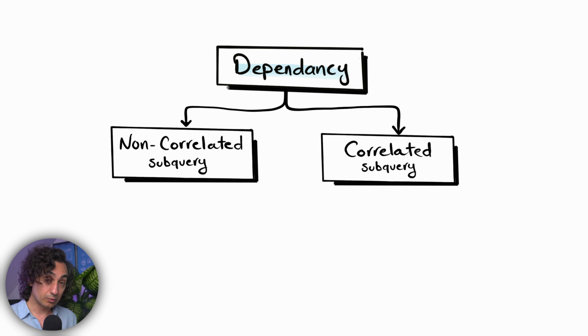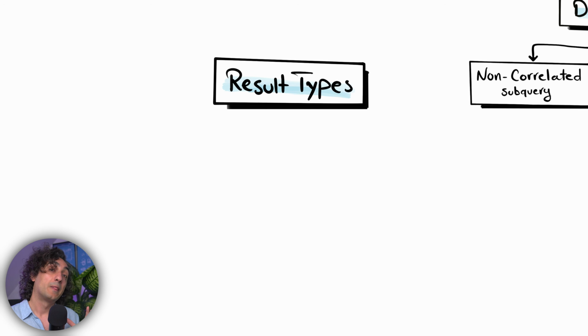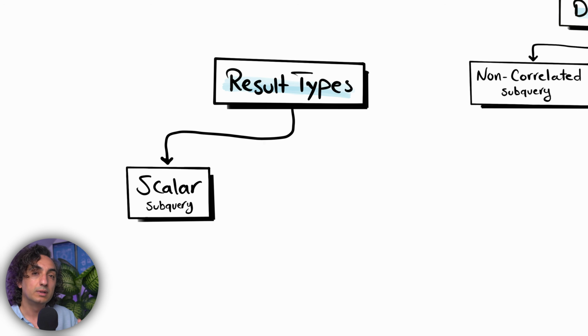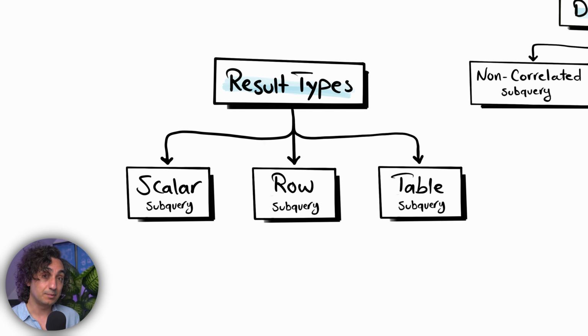Now there is another group, on how to group the subqueries depending on the result type. I mean that the subquery has different outputs and results. For example, we have the scalar subquery. It returns only one single value. Another type is called the row subquery. It's going to return multiple rows. And the final type is called the table subquery. It is a subquery that returns multiple rows and also multiple columns.